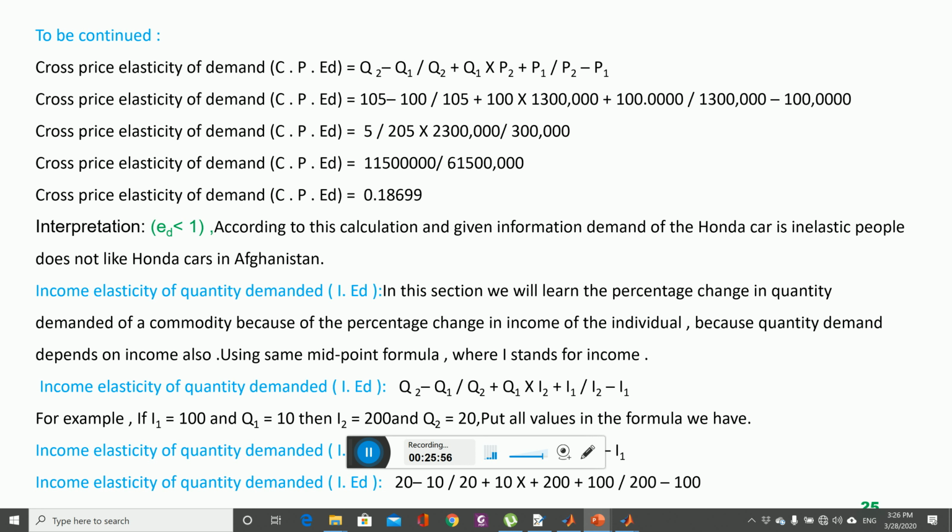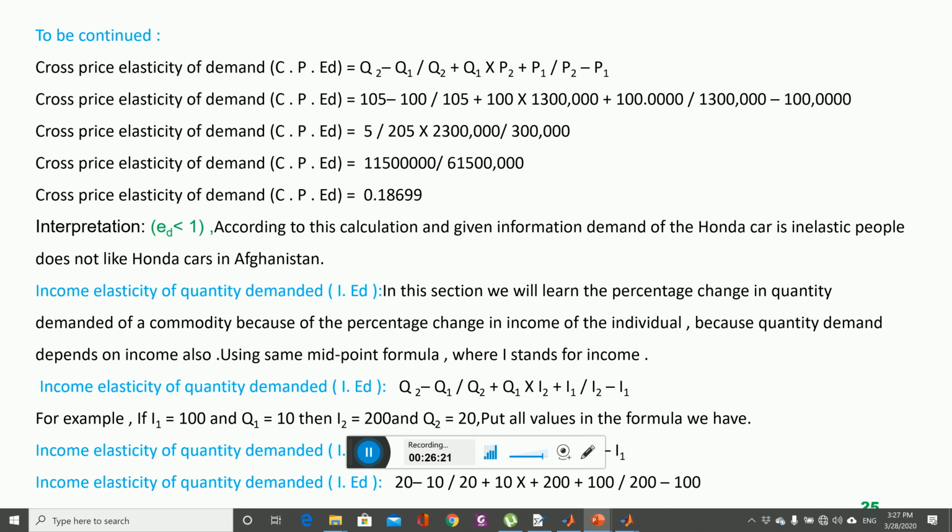So this is best for the Corolla company. They can increase the revenue by increasing price. This is the practical importance of the concept of elasticity of demand that we calculate. Calculated cross price elasticity is 0.18 and 0.18 is less than 1, and when this is less than 1, this is called inelastic demand. It means the people of Afghanistan do not like Honda.